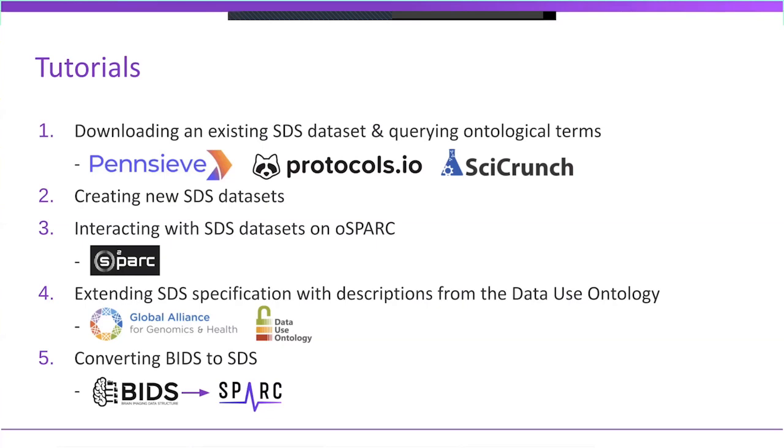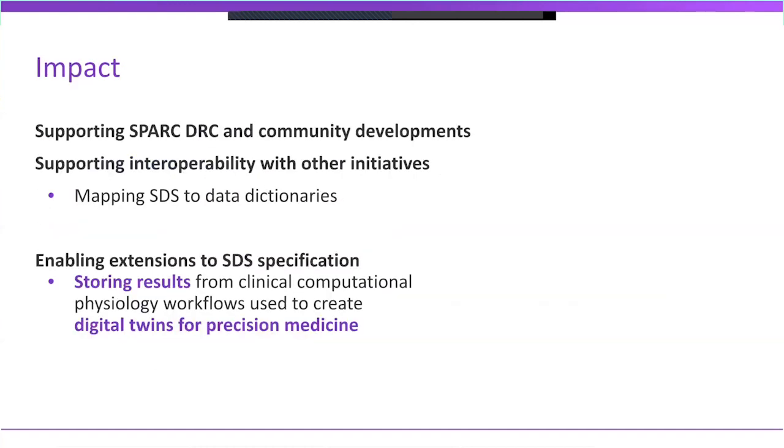We've also provided a tutorial as a first step towards how we can start to convert BIDS datasets to the SPARC dataset structure. In terms of impact, SPARC.me will help support the SPARC DRC and community developments. It will also help support interoperability with other initiatives.